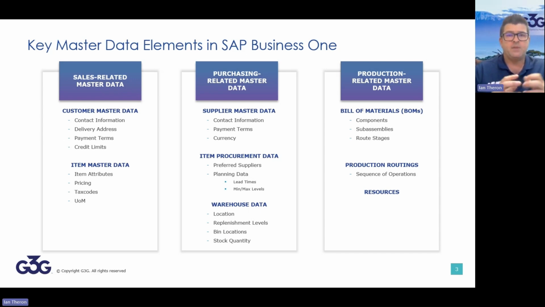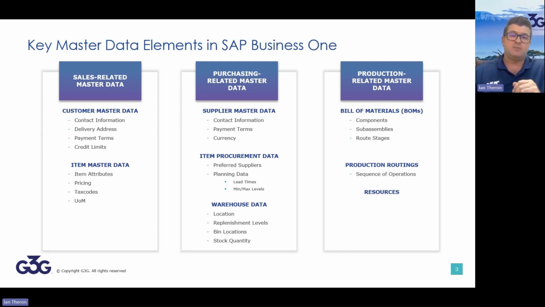Warehouse data manages your location. It manages the stock quantities and replenishment levels. You can also have bin locations associated with your warehouses. Accurate warehouse data then allows for efficient inventory management, and this helps you to reduce the holding cost and ensure stock availability for orders. And like we mentioned on the procurement side, by reducing your holding cost, you also save money.